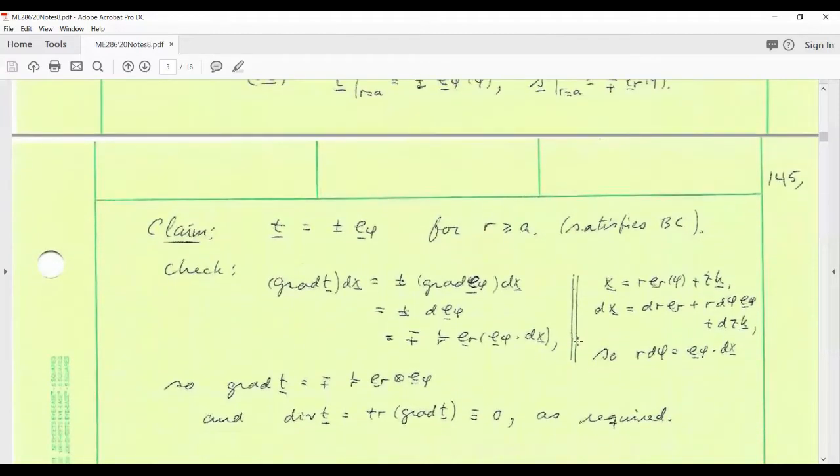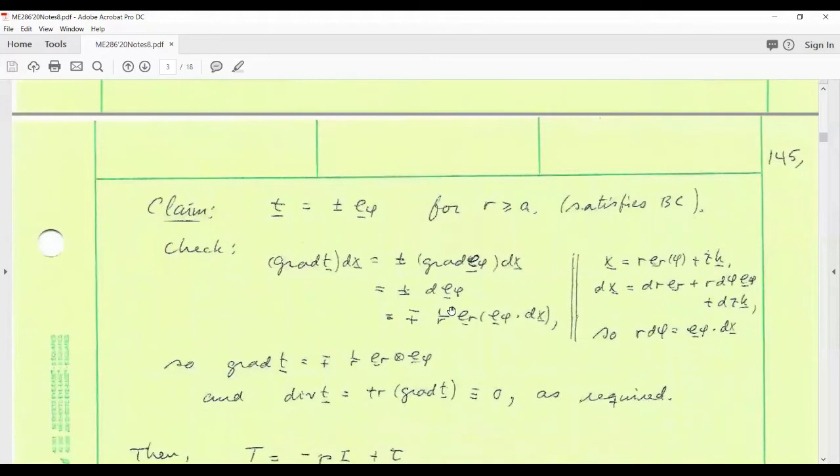So let's see if we have a solution or not. Well, I want the divergence of T. As a preliminary step, I should compute the gradient of T and then take the trace to get the divergence. So with this proposed solution, grad T dx would then be plus or minus grad E phi dx, which is plus or minus dE phi by the chain rule.